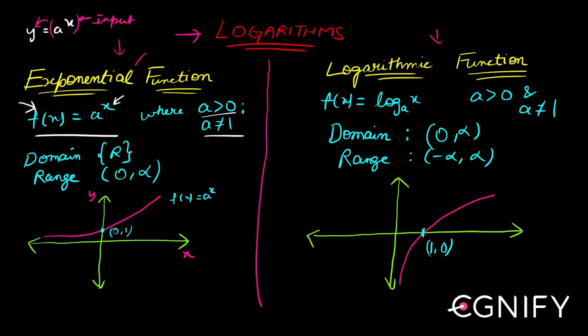Remember, for a function to be exponential, a has to be greater than 0. So this a that you see, the base, can't be negative. Also, the base can't be equal to 1, right? Because if the base is equal to 1, then you'll have a flat straight line, because 1 power anything is 1 only, right? So a shouldn't be equal to 1.